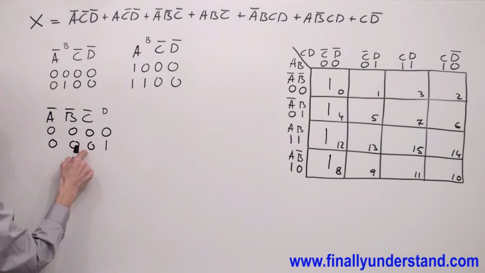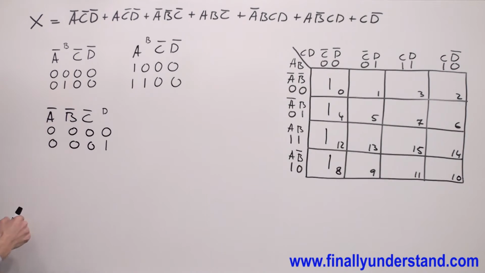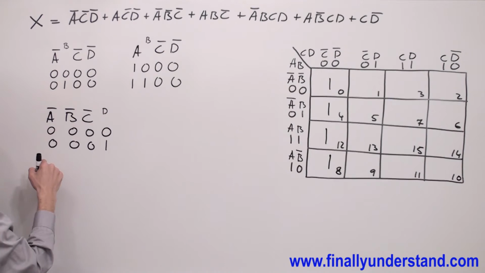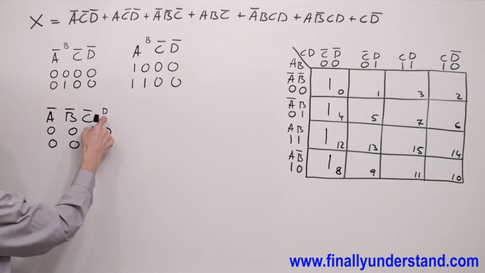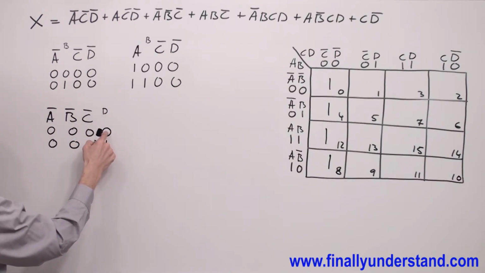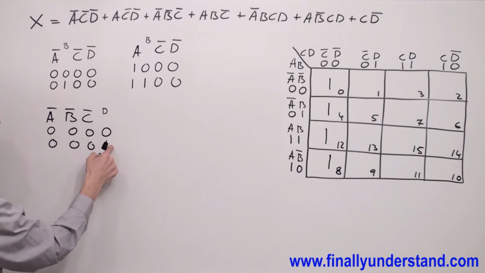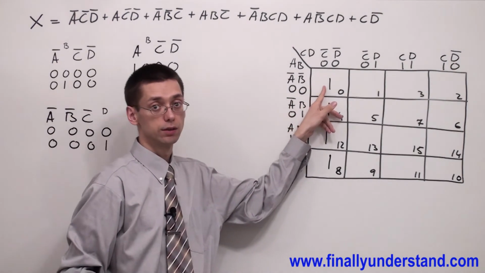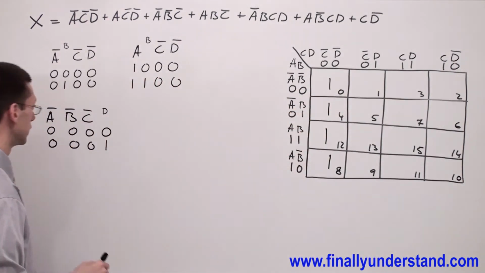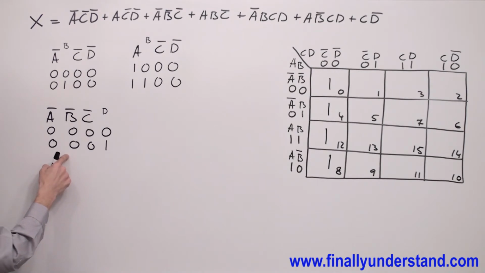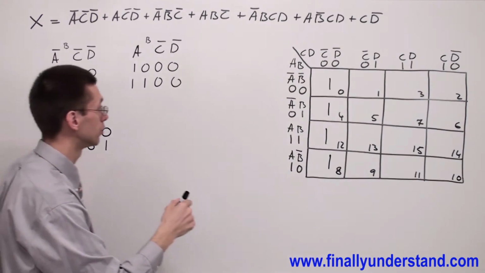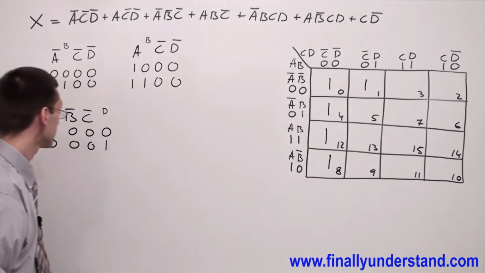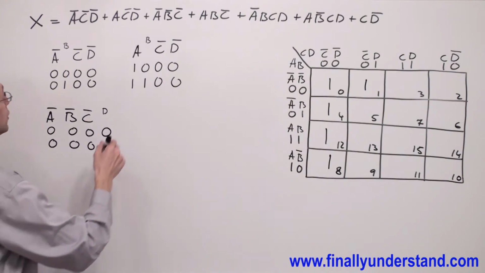These zeros are never going to change for this term, because A naught, B naught, C naught are not going to change. D could be 0 or 1. This is binary 0. We already marked 0, so I'm not going to write another one inside this cell. And this is binary 1, so I'm going to write 1 in cell number 1. I'm finished with the third one.